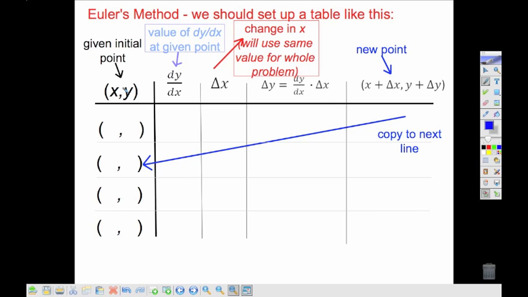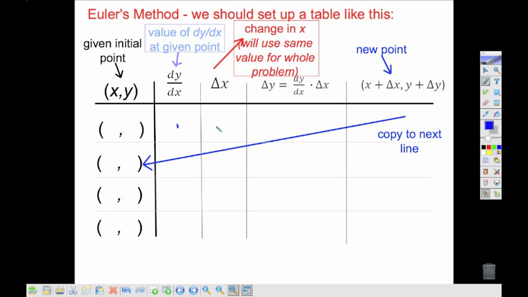We're going to start with whatever our initial point is, so x, y, and then we'll write whatever our starting point is here. The given value of dy/dx at the point we're talking about. So we have an equation for dy/dx, and we'll plug in this point x, y to find out what it is. We're going to have delta x. Now this will be pretty much the same for our whole problem. Maybe we want to go by steps of x of 1/10 or 2/10 depending on how precise we want to be, how many steps we want to take, and so on.